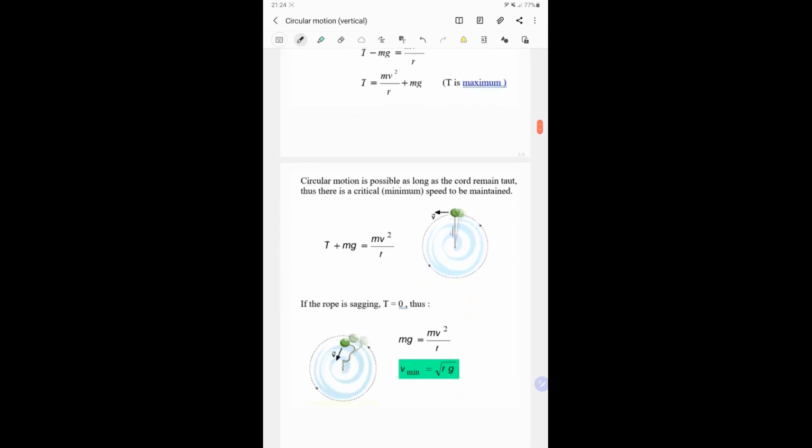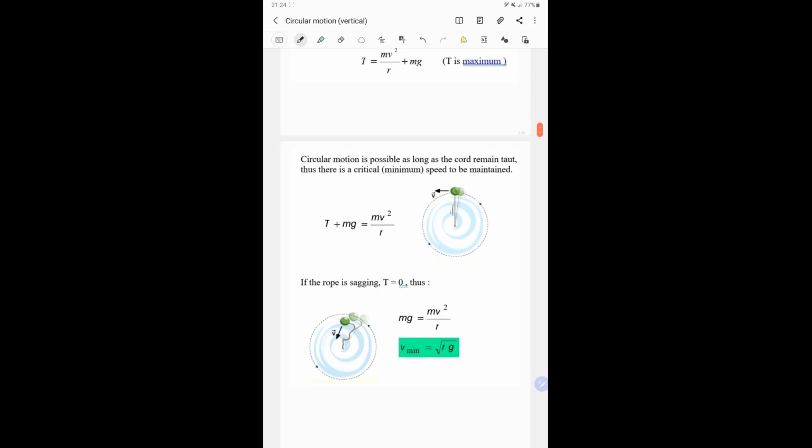Okay, when the rope is just sagging. Alright. Okay, so to have any circular motion, the circular motion is possible as long as the cord remains taut. Thus, there is a critical minimum speed to be maintained. So V minimum is needed here to ensure that the object just passes through the maximum height. According to this, finding V minimum is quite simple.